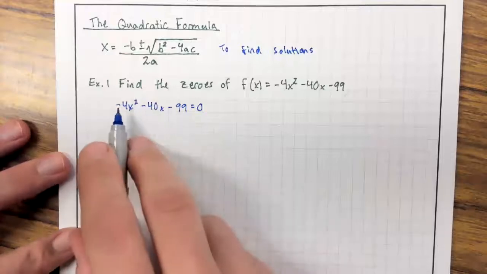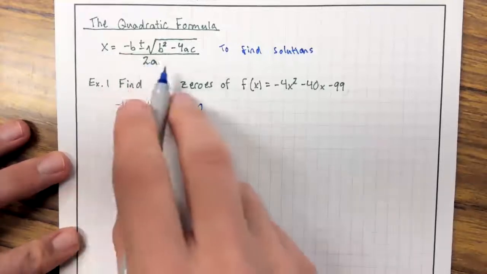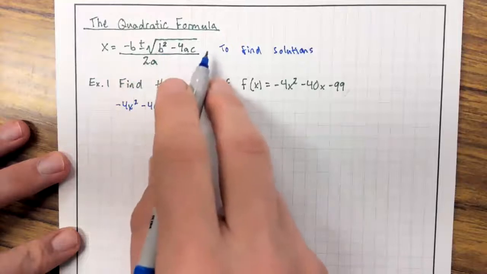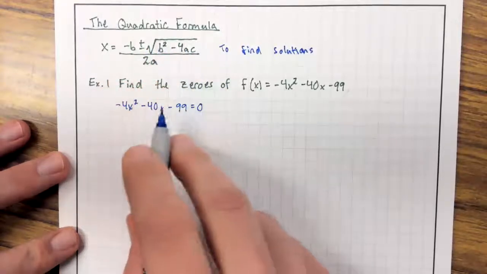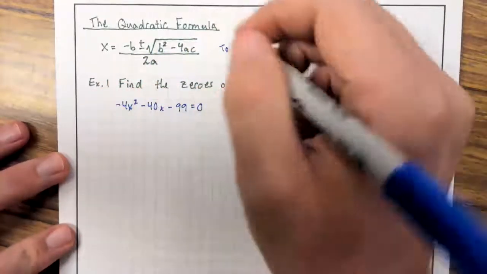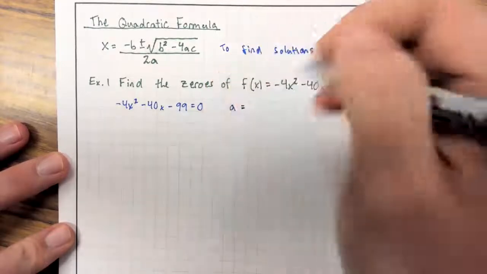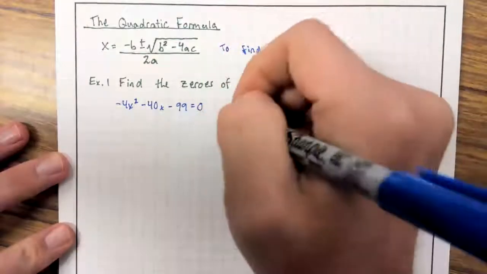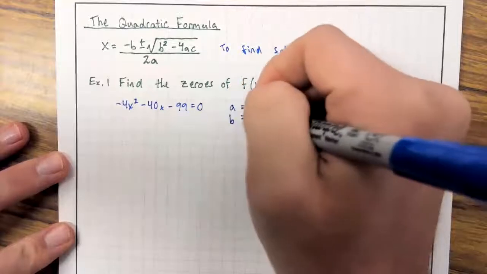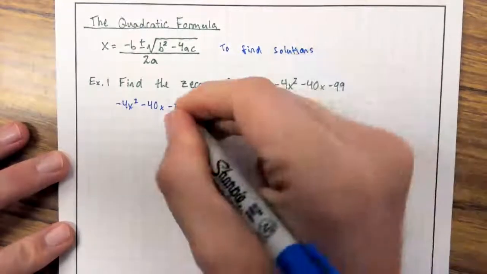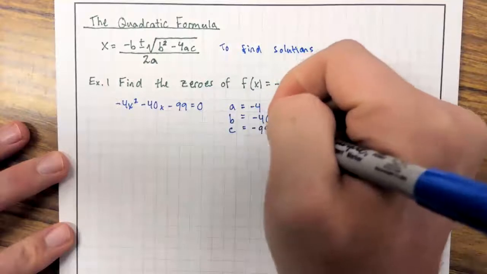Now that we have a quadratic equation, we really just need to pick out a, b, and c, plug those into the formula, and then simplify. So it's really not so bad. Let's list them out over here. A, our leading coefficient, is equal to negative 4. B is equal to negative 40. And lastly, C, that constant on the end there, is negative 99.